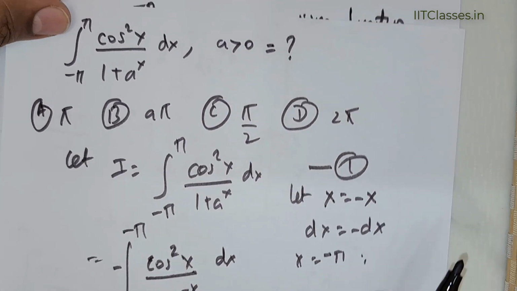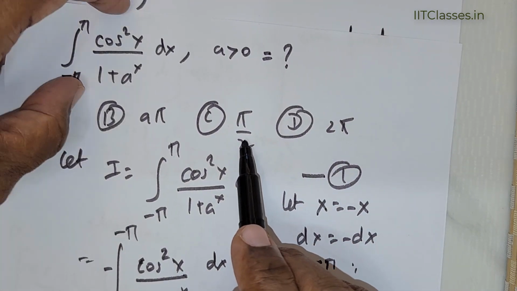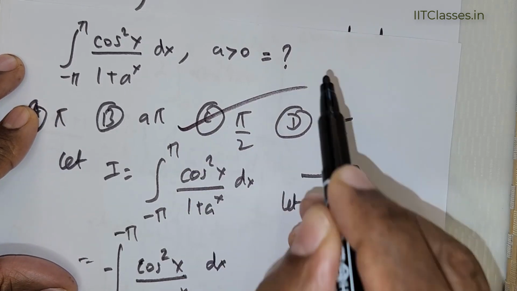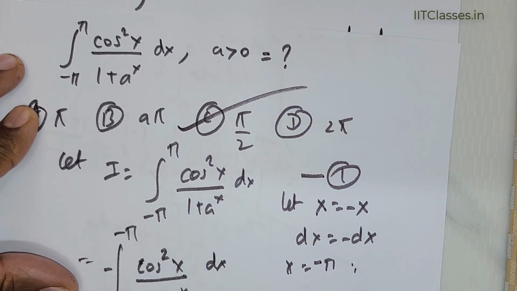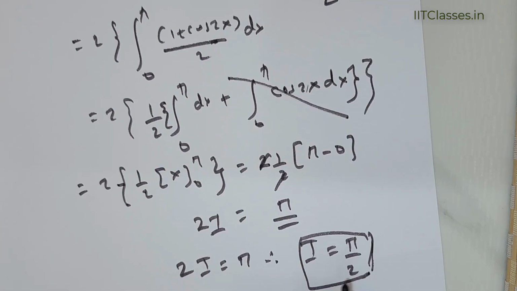So what is the correct choice? Is it 2 pi? No. Is it pi over 2? Yes. So pi over 2 is the correct choice for the solution, because that's exactly what we have got.